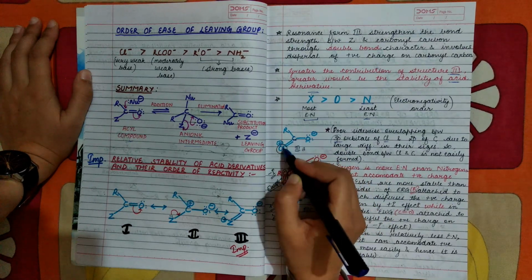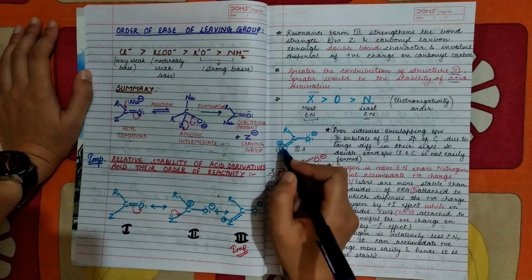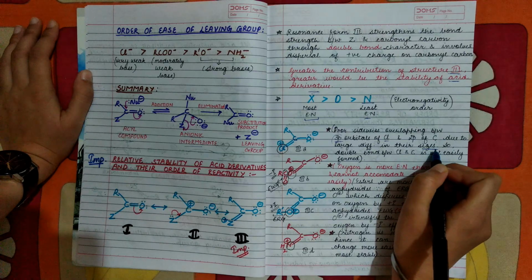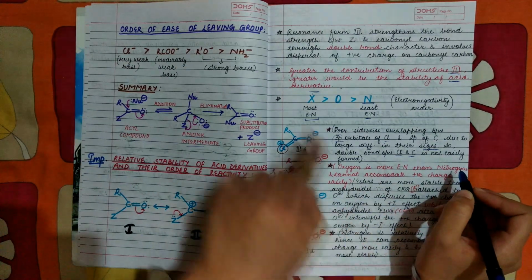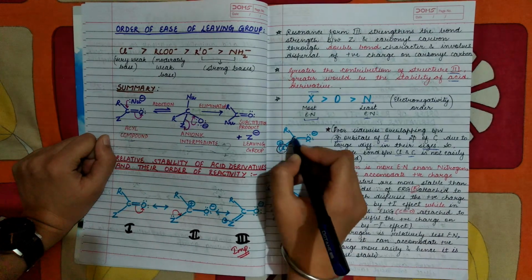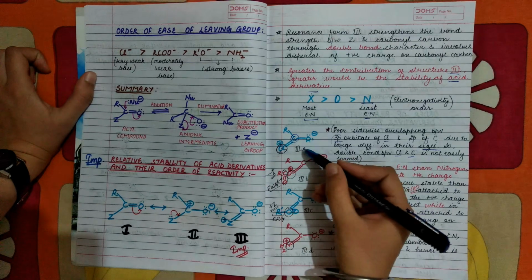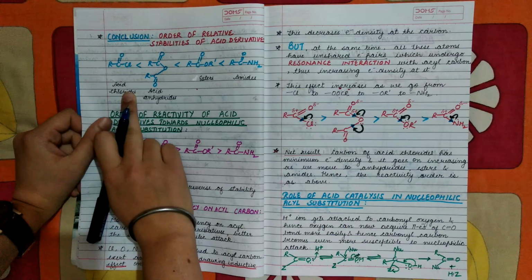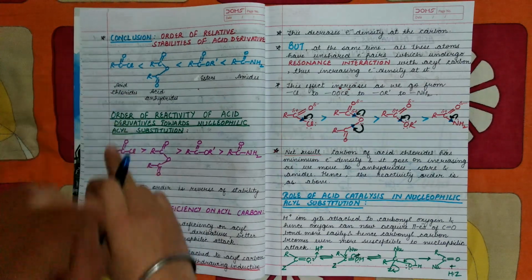Due to different orbitals, it has a poor overlapping due to the large difference in their sizes. So a double bond between chlorine and carbon is not easily formed, this chlorine and this carbon. So this is the weakest among the stability order.